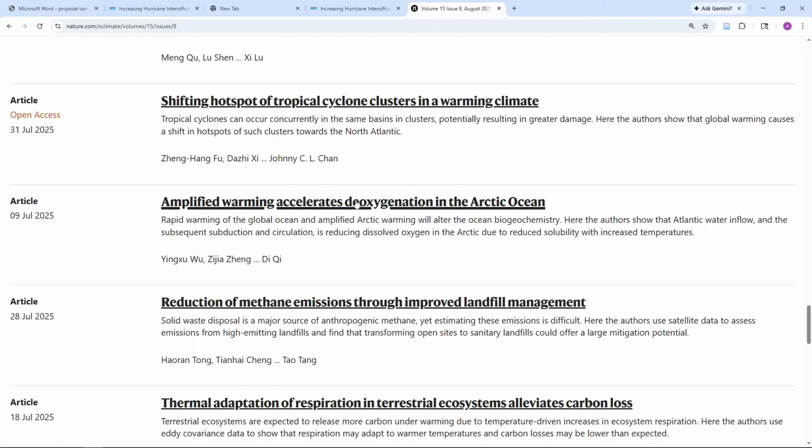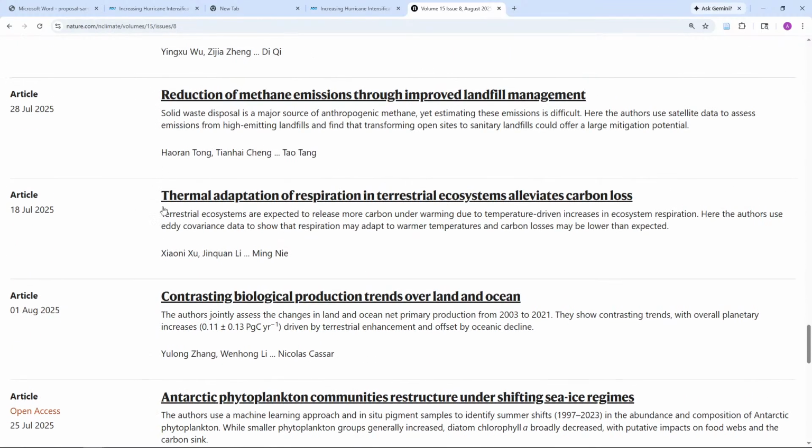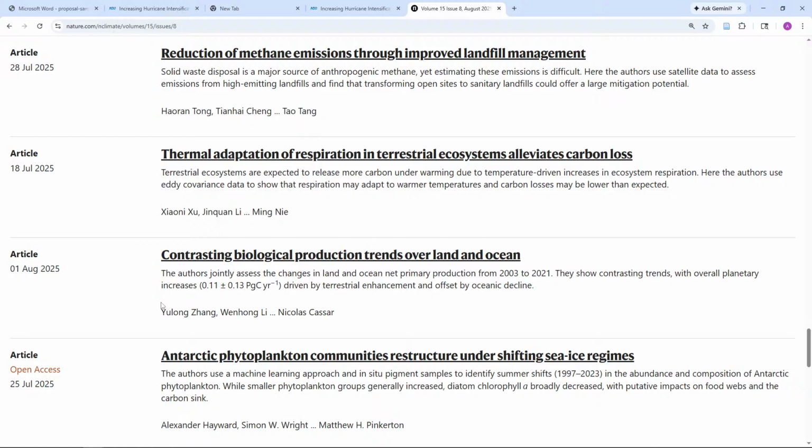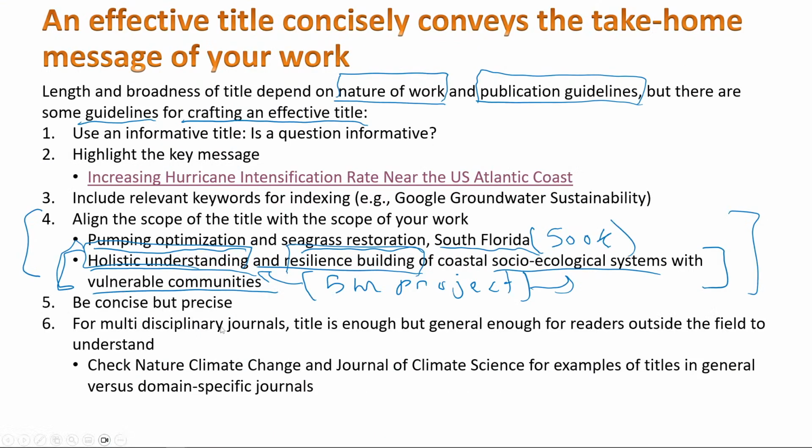Amplified warming accelerates deoxygenation in the Arctic Ocean. You see, all these titles are very short and they just convey the main message. Let's check the other journals. What was the other journal name? So this is a general journal. This is a multidisciplinary journal, or we call it a general journal.